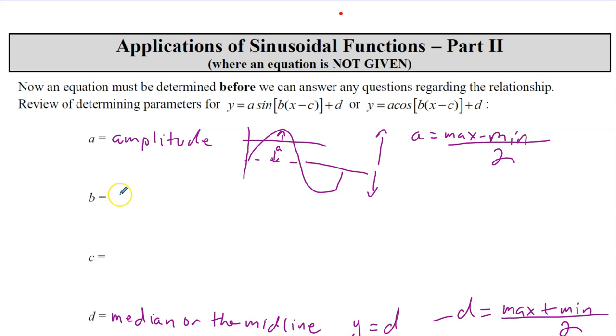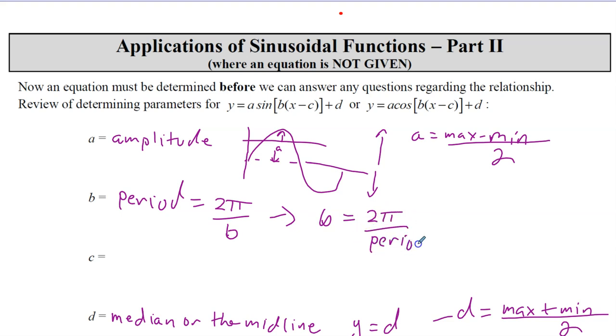B, not the period. So the period is equal to 2 pi divided by B, or B is equal to 2 pi divided by the period. So depending on which one we have, if we have the B, then we can calculate the period, and if we have the period, we can calculate the B value. And C is the phase shift. So that's our left or right.